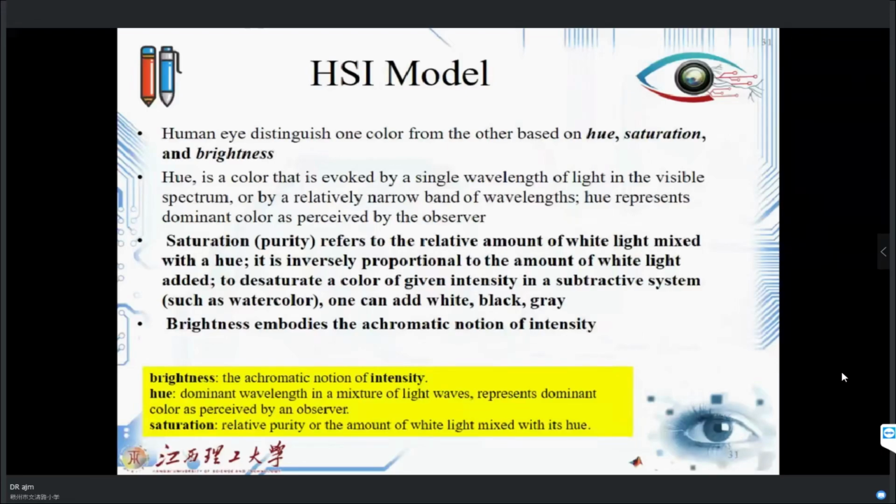The next factor is the saturation or purity, which refers to the relative amount of white light mixed with the hue, and it is inversely proportional to the amount of white light added. To desaturate a color of given intensity in a subtractive system, such as watercolor, one can add white, black, and gray.